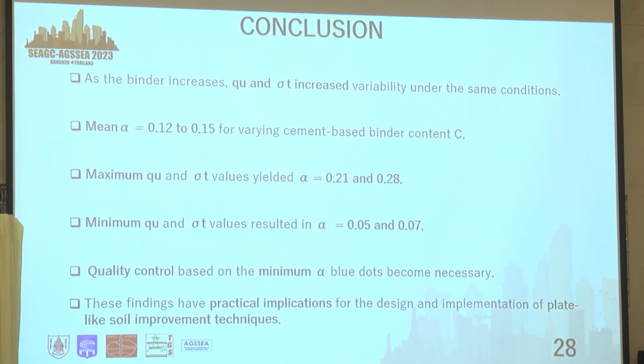And at last, the conclusion. As I showed you before, as the binder increases, qu and sigma t increase as well. By considering the mean, we might have some problems later. So we suggest considering the minimum value of qu, which ranges between 0.05 and 0.07. Finally, quality control remains our main objective for this study.